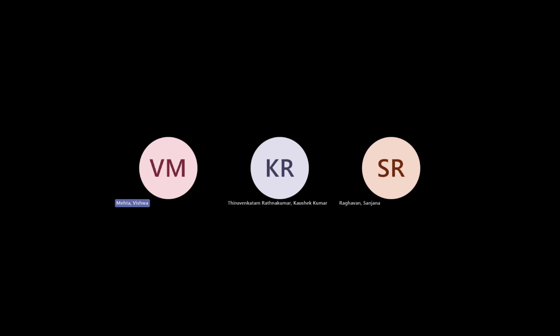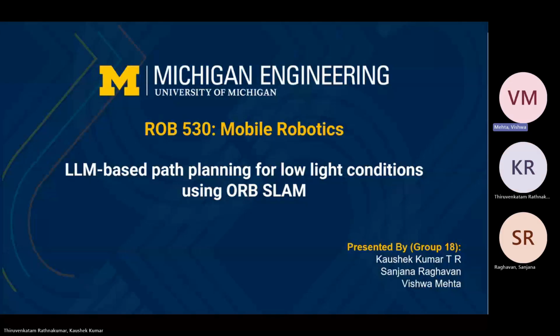Hello, everyone. This is Group 18 presenting for the Robotics 530 Mobile Robotics course, and our topic is LLM-based path planning for low-light conditions using ORBSLAM. This is presented by Kaushek Kumar, Sanjana Raghavan, and myself, Vishwa Mehta.